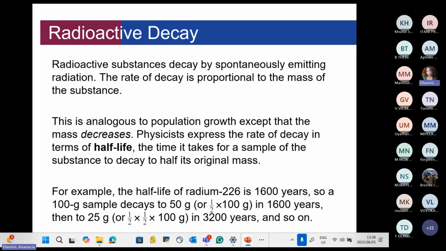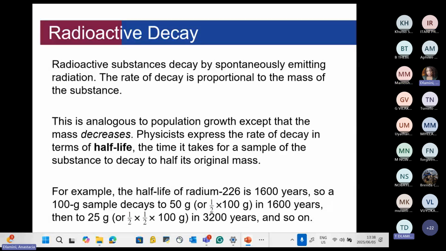Physicists, whoever is going to be a physicist in this class, express the rate of decay in terms of half-life. So they look at half-life. They'll say the time it takes for a sample of a substance to decay to half its original mass. Are we all together? Yes or no? Yes.